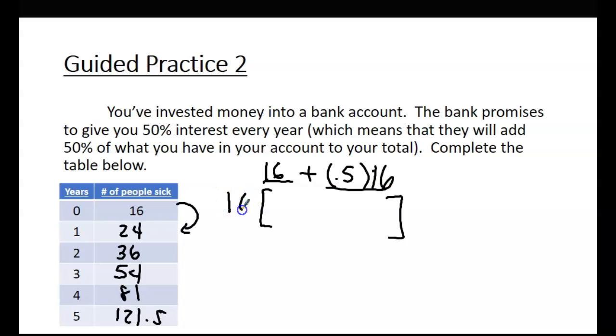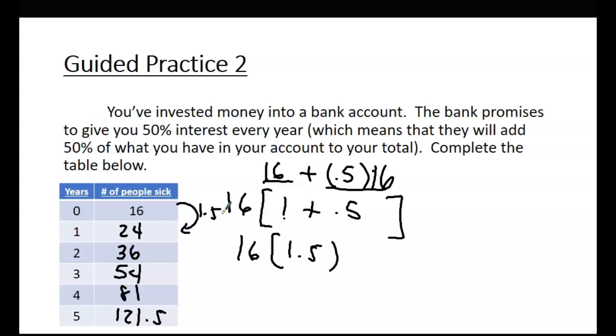So they both have a 16, so I can factor that out. If I divide 16 by 16, what would I have? And if I divide this one by 16, all that's going to be left is that 0.5. And what is 1 plus 0.5? So really, in order to get from here to here, instead of doing all that crazy stuff, instead of taking half of 16 and then adding 16 to it, right? I could just take 16 and multiply it by 1.5. That's what we're multiplying by every time.